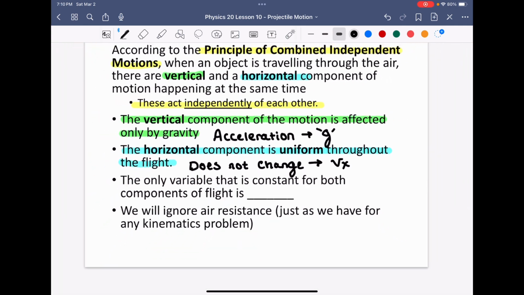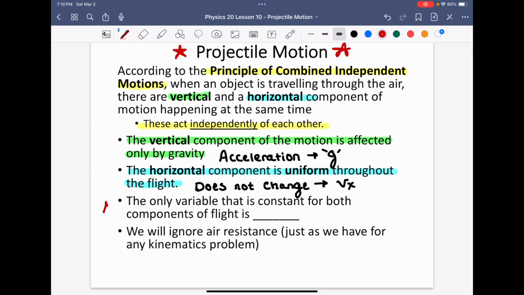Now, the most important thing on this slide, besides that independence principle, is to star this here and say that the variable that is consistent between both sides, the vertical to the horizontal, as these things act independently but in combination, is the time. And if I can solve for the time, I can actually pass information backwards and forwards as much as I want, and it's really important for us. And again, we're going to ignore air resistance just like we have throughout the rest of Physics 20, and even including into the units B, C, and D.